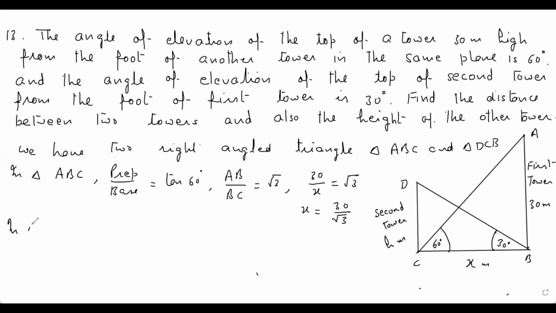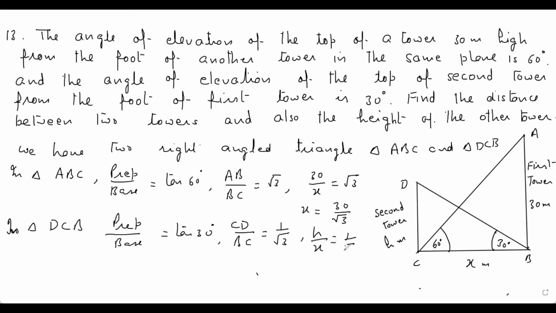In triangle DCB, perpendicular upon base is equal to tan 30. Perpendicular here is CD, base here is BC, is equal to 1 by root 3. Value of CD is h, upon x is equal to 1 by root 3.